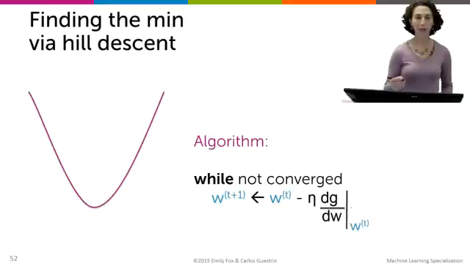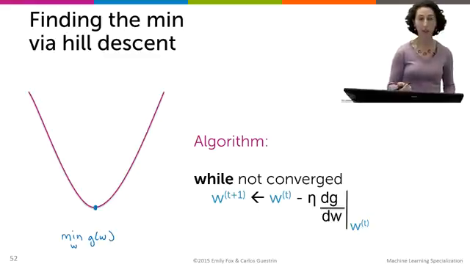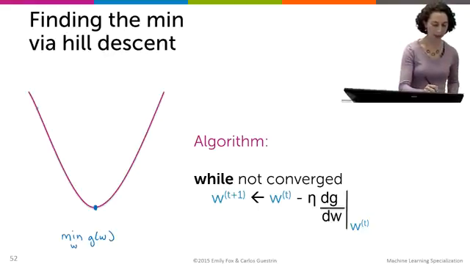Well, we can use the same type of algorithm to find the minimum of a function. So here our interest is min over all w of g of w. And on this picture here for this convex function, that's this point right here. But let's think a little bit about what happens in this case.